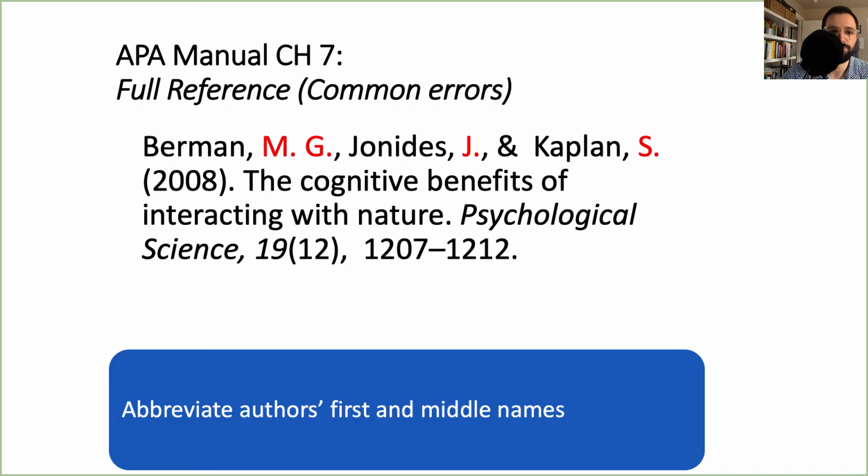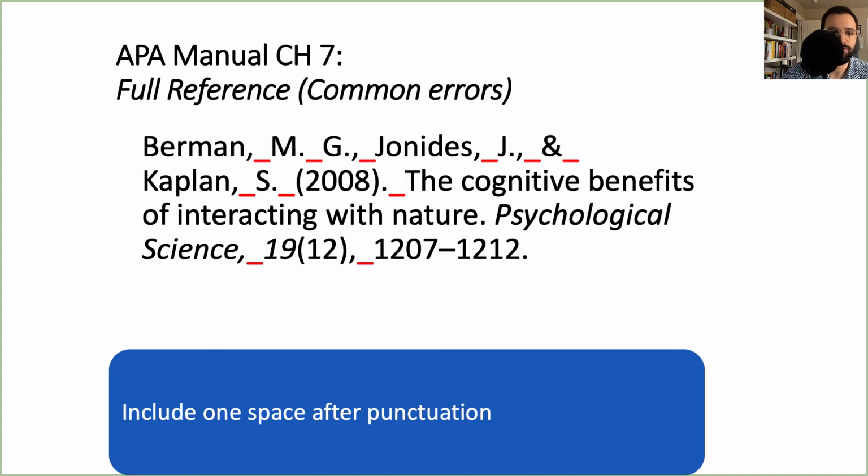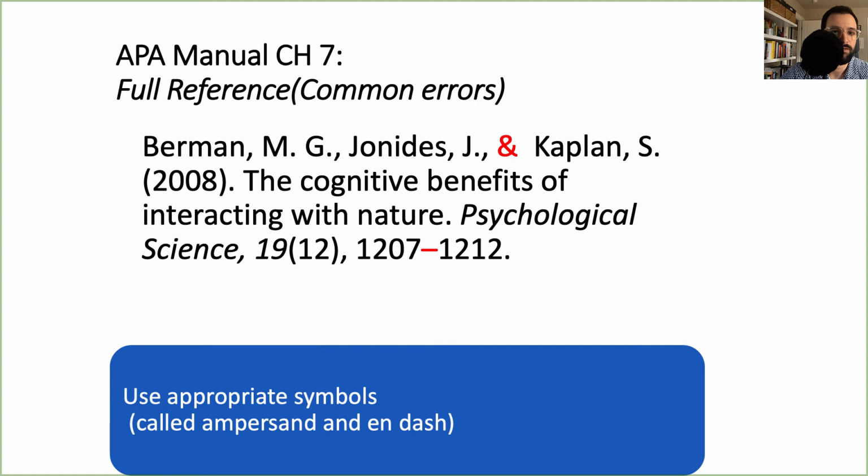Couple extra notes. We've abbreviated the author's first and middle names. Try to avoid those common errors. There is a single space after each punctuation. We've got the ampersand here, and then technically this is supposed to be the N dash. There is an N dash and an M dash. The M dash is the longer one. That actually looks like an M dash, if I was to say. I think it should be a little shorter than that.